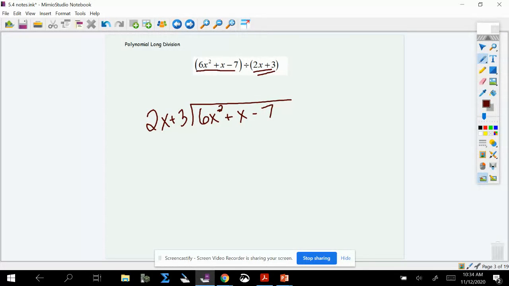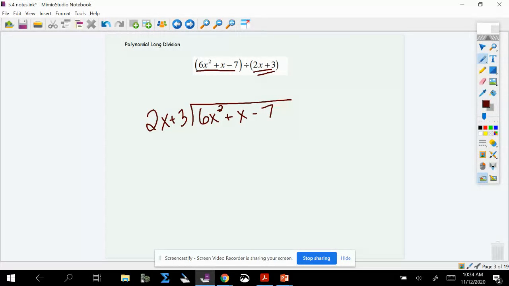If you are not a super neat writer, this is the lesson to maybe have a change of heart, because I think the ability to keep things organized and neat makes these problems so much easier. And if you're all over the place with your writing and not keeping things lined up, it can get very confusing. So that is just my caution. So here's how we start.